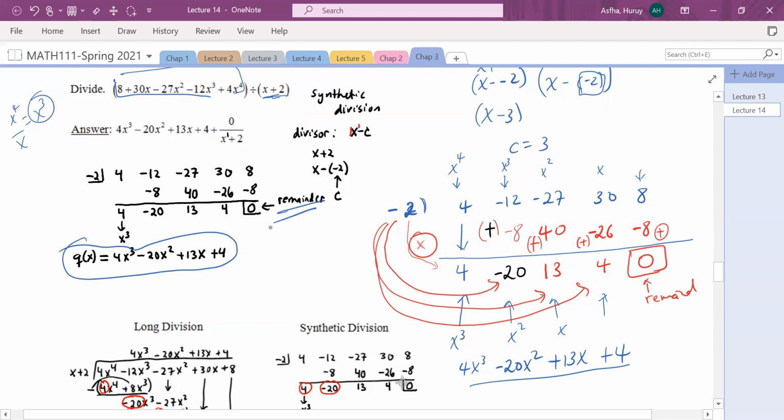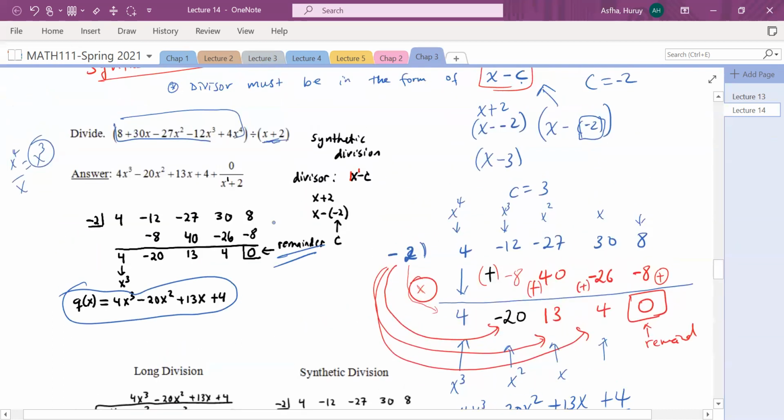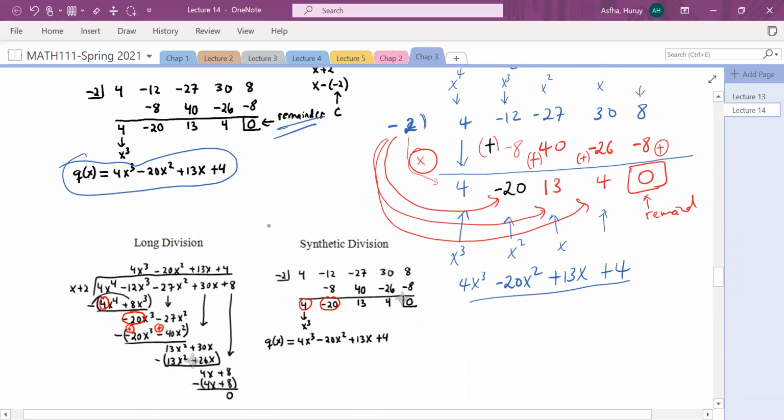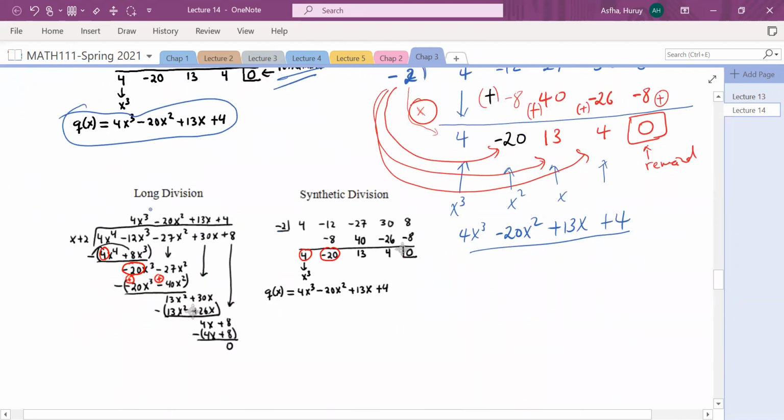So it's much easier. Synthetic division is much easier as long as our divisor is in the form of x minus c. We can always use synthetic division because it's simpler and shorter. So here I put long division and synthetic division side by side. As you can see, even in the steps, this one is long and this one is short, but we end up with the same result.